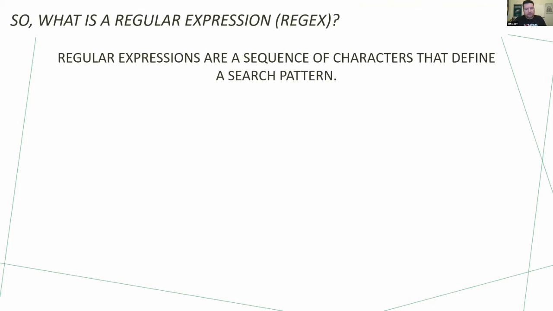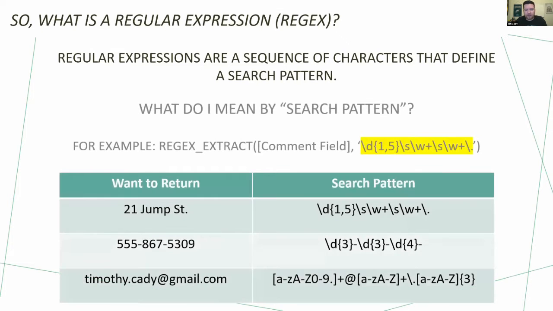So first, what is a regular expression? The simplest, most straightforward way to describe a regular expression is it's a sequence of characters that define a search pattern. Now, a search pattern isn't probably something you use in your day-to-day work. So what exactly do I mean by that? In this example that we've just pulled up here, we're using regex extract on a comment field. Now, this can be a free-form text field or a notes field, what have you. What we've highlighted there in yellow is the search pattern, right?